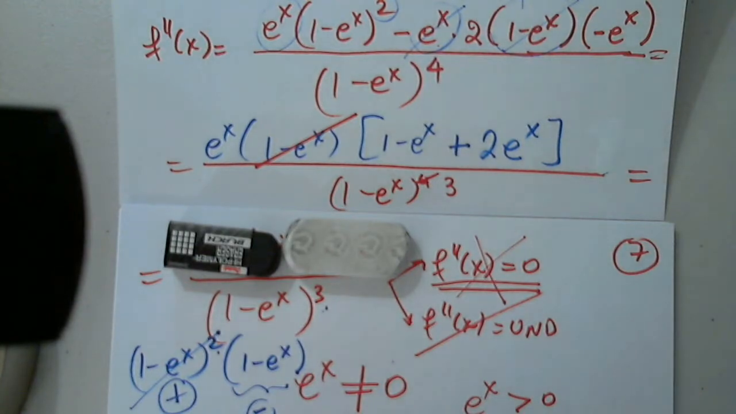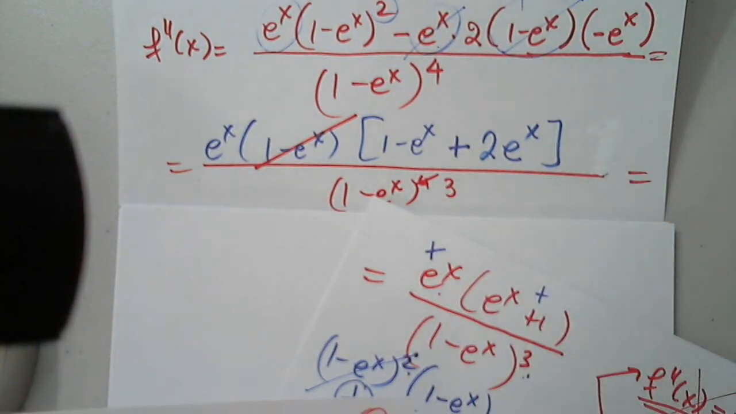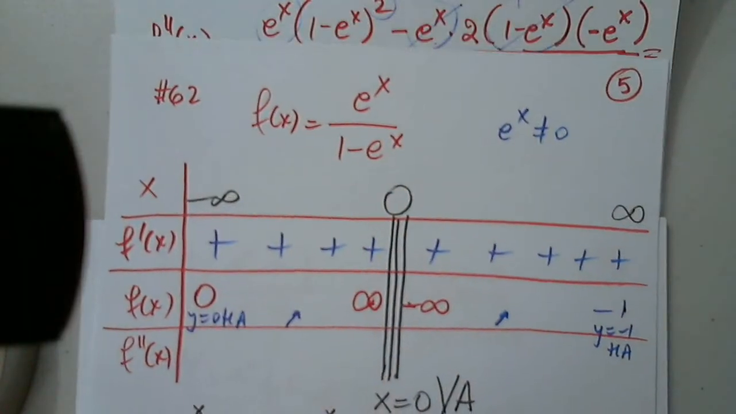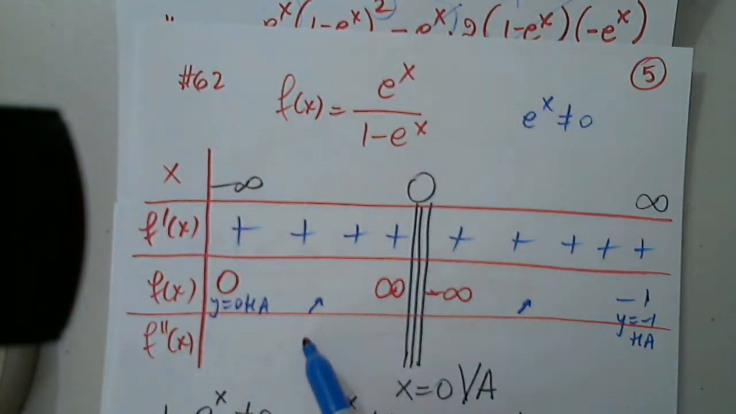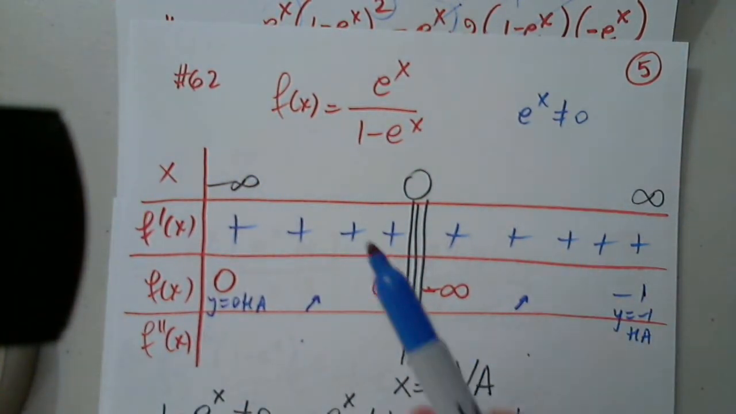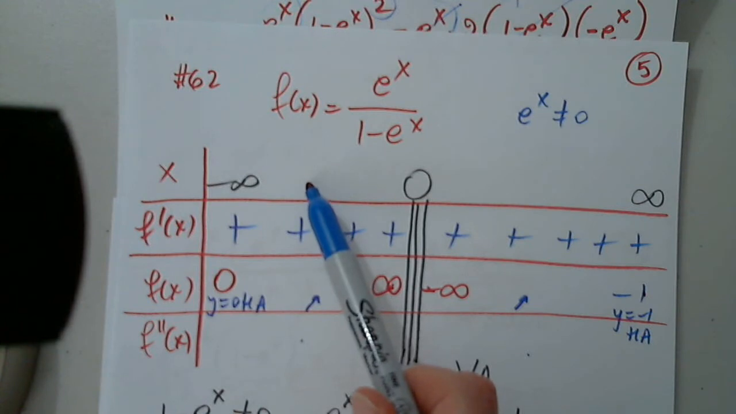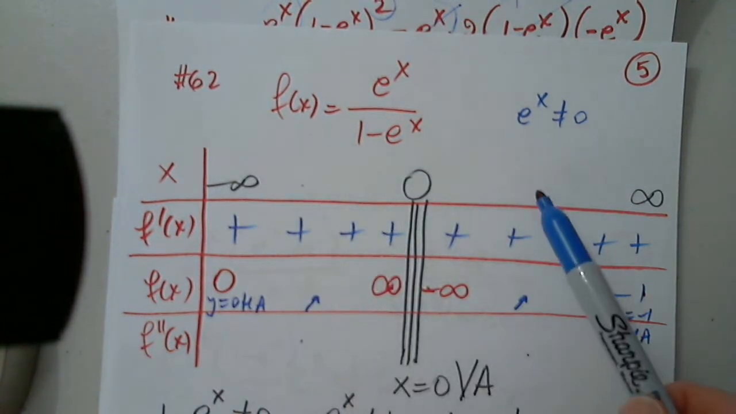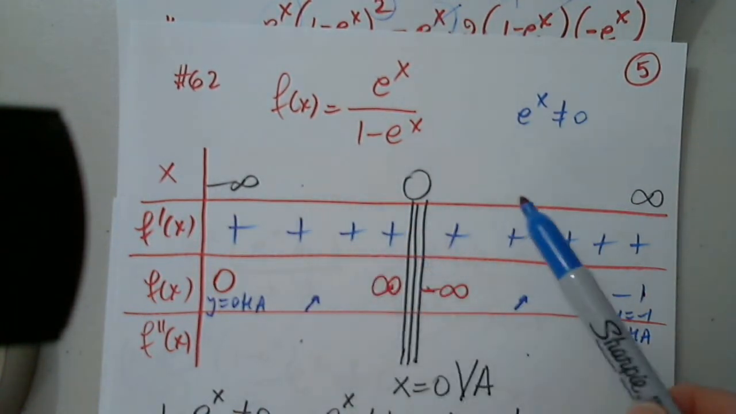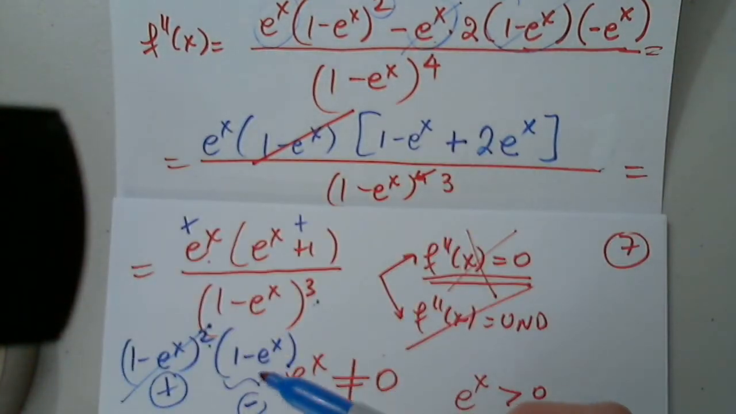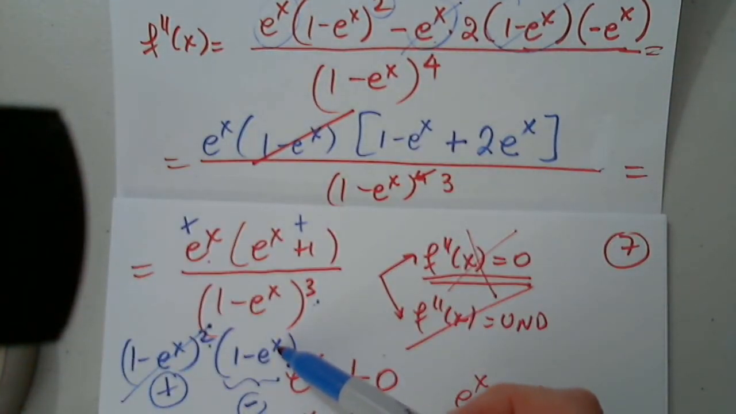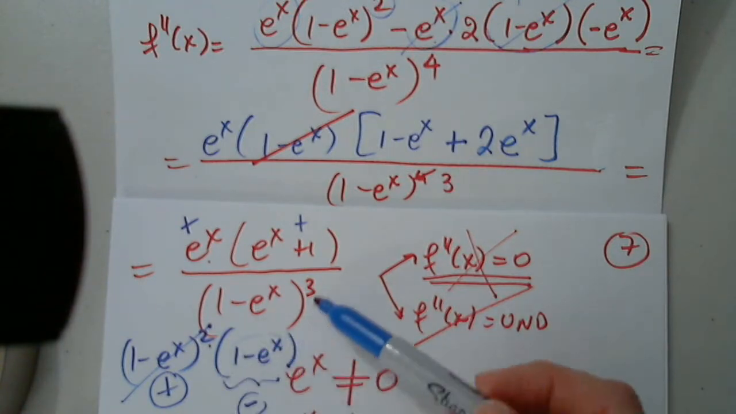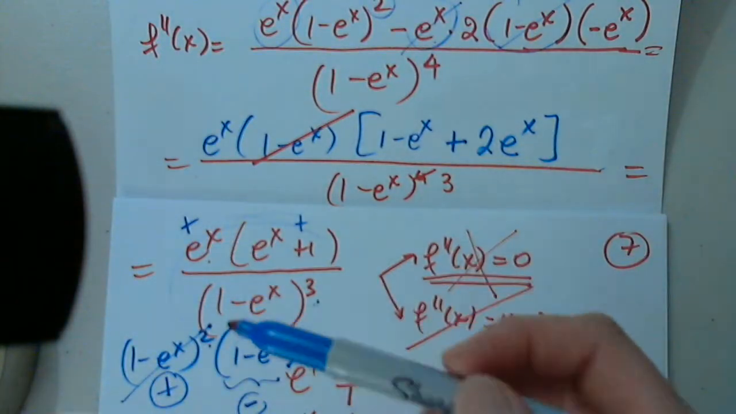So I go back to my table. So there are no inflection points, but I have to study the sign here and the sign here. So I'm going to plug in like -3 and then plug in 3 or 10 and 10. It doesn't matter. So when I plug in 10 here, 1 minus e to the 10th, this will be a negative number. So the whole second derivative will be negative.